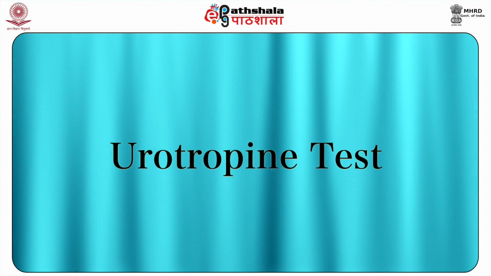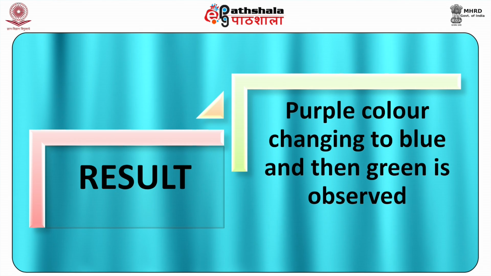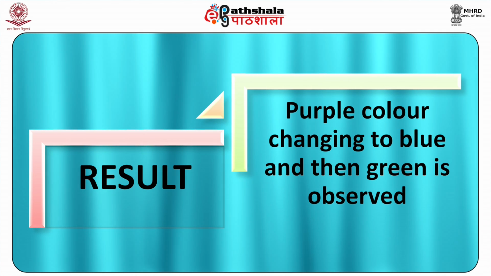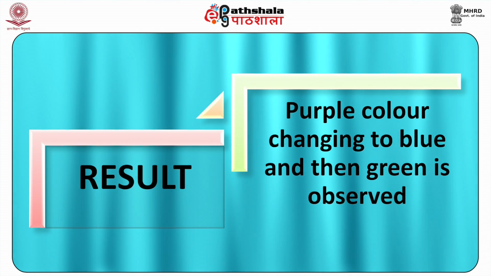Next is the Erythropin test. This test is performed to identify the alkaloids. To a little dried extract in a porcelain basin, a few drops of aqueous solution of Erythropin is added and warmed slightly. A purple color changing to blue and then to green is observed.